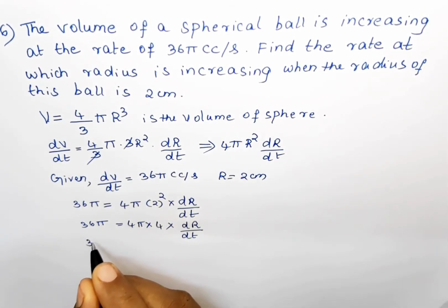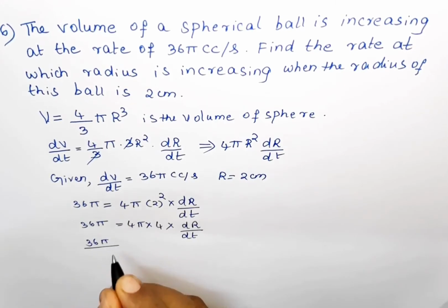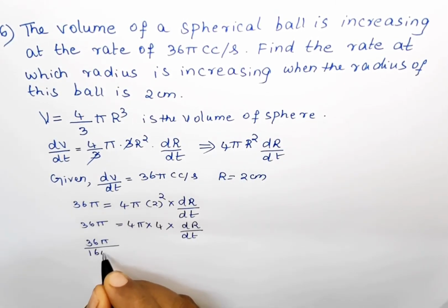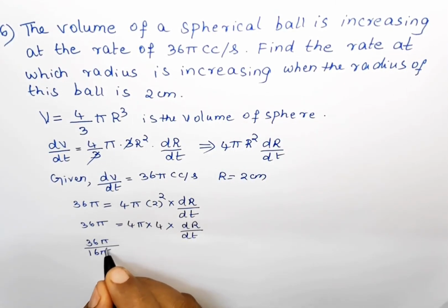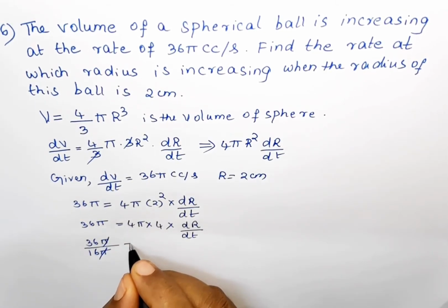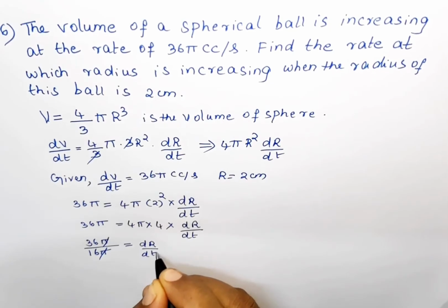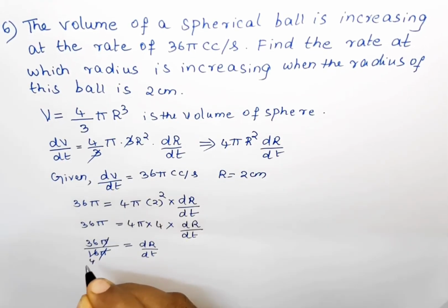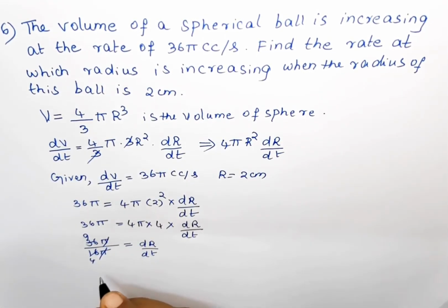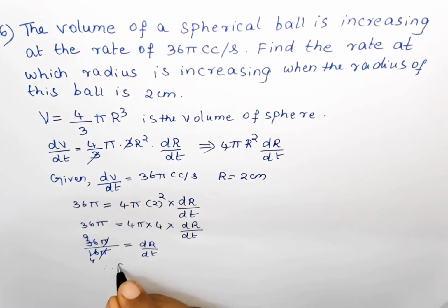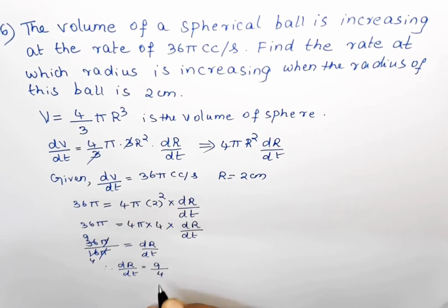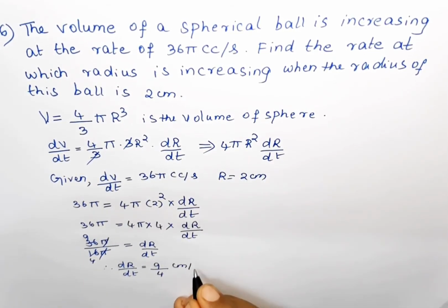So we can write this as 36 pi divided by 16 pi. We are bringing the 16 pi down to the left hand side. So it becomes 36 pi by 16 pi. We cancel pi and pi. So this will be equal to dr by dt. 4 4s are 16, 4 9s are 36. So our dr by dt will be equal to 9 by 4 centimeter per second.